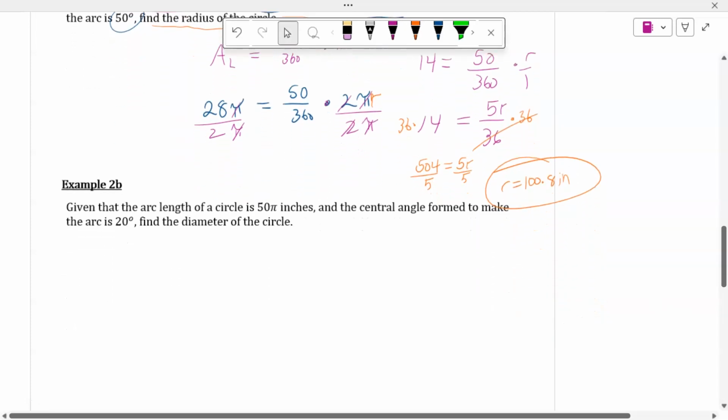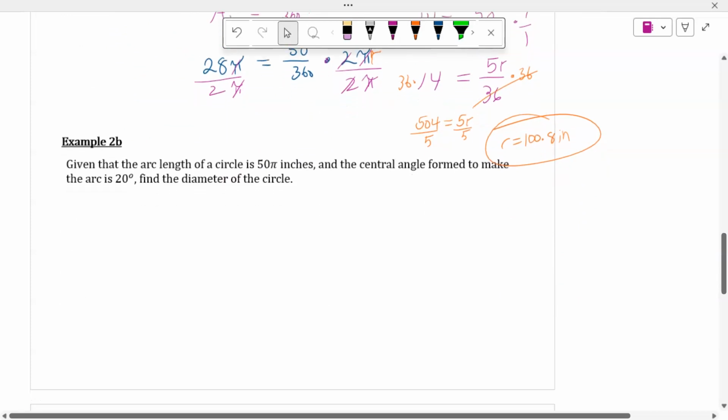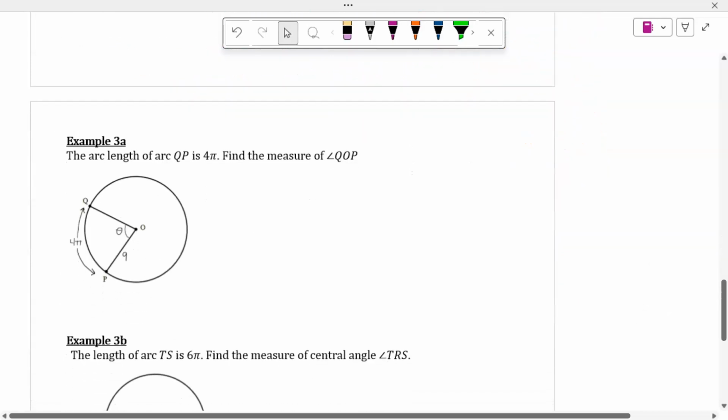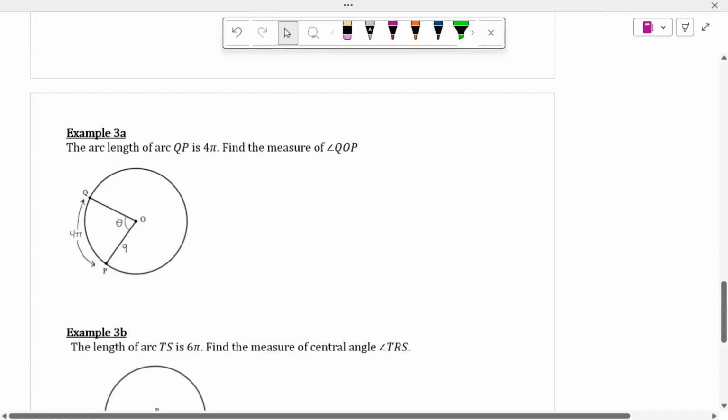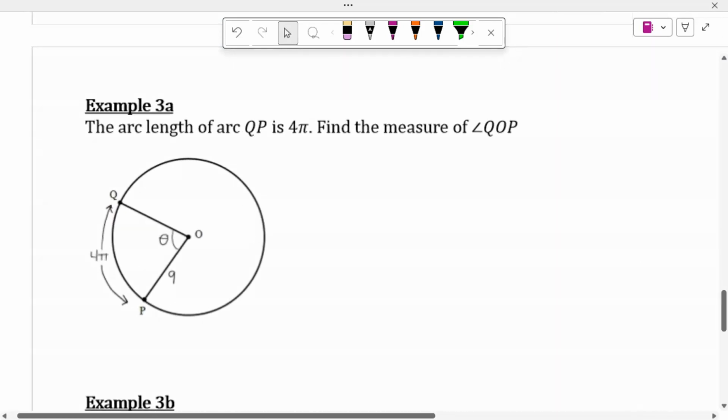So I'm actually going to skip 2b because it's very, very similar. I want to try something different. Let's go down to example 3a. So again, they're going to be asking us to work backwards. It's not like your normal straightforward problem where you just plug the numbers into the formula and it spits out the arc length. So let's start with the arc length formula.